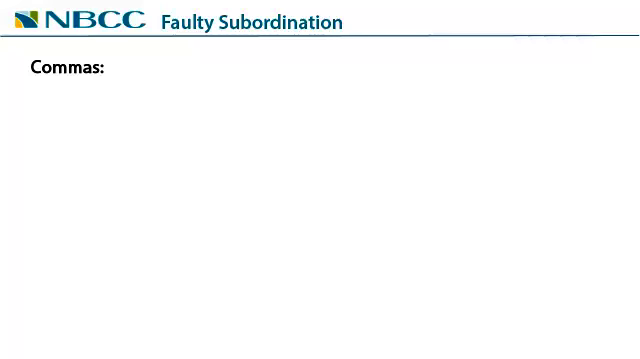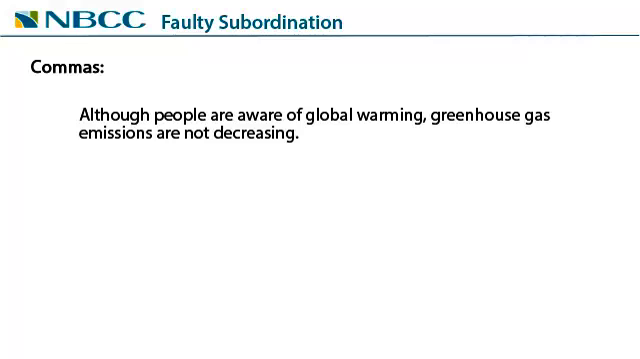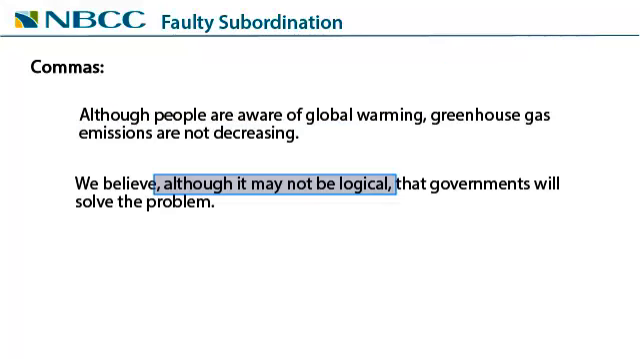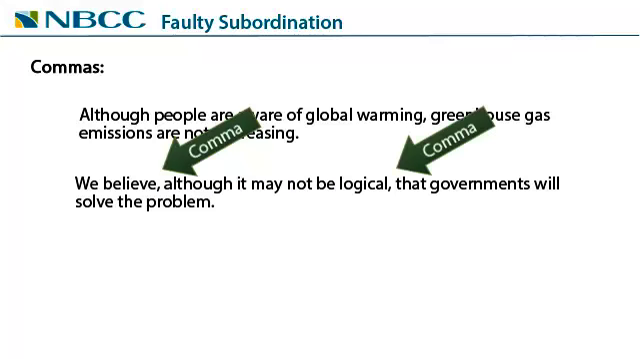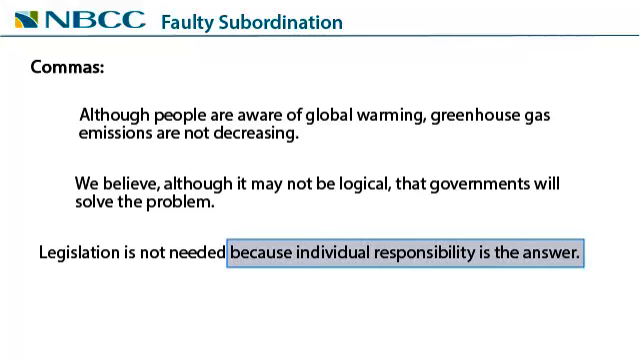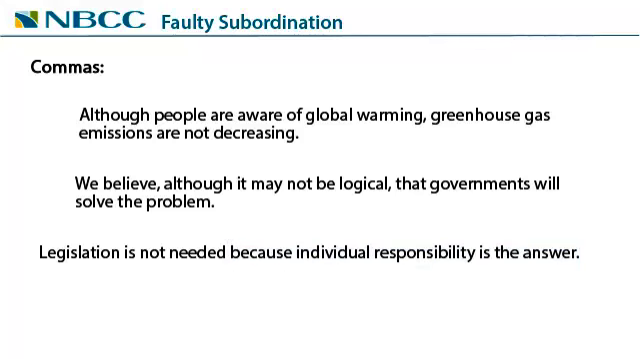Another potential source of faulty subordination is comma usage. A subordinate clause at the beginning of a sentence is followed by a comma. If it comes in the middle, it's often separated from the rest of the sentence using commas before and after. But if the dependent clause comes at the end, a comma is not usually needed.